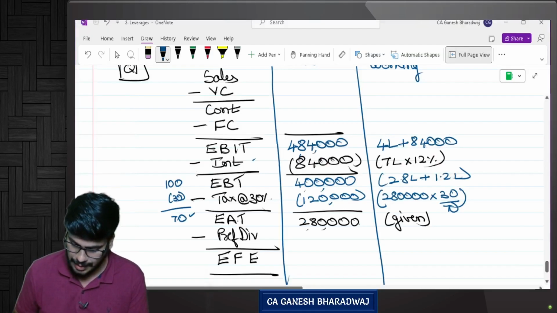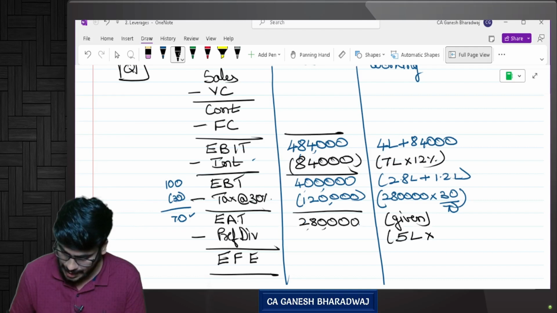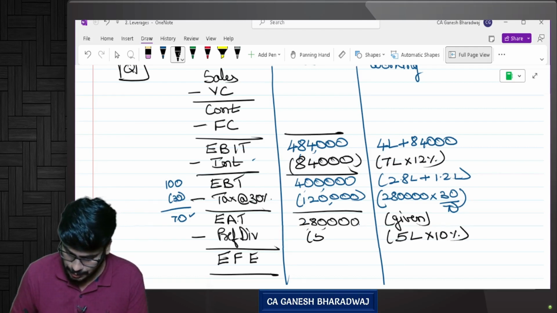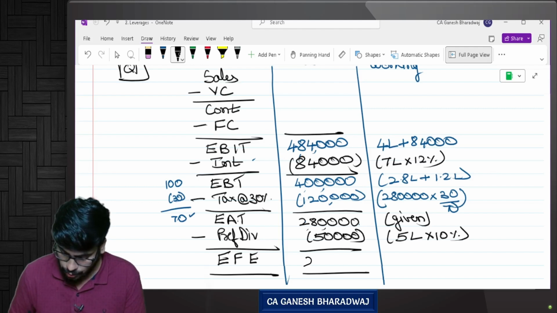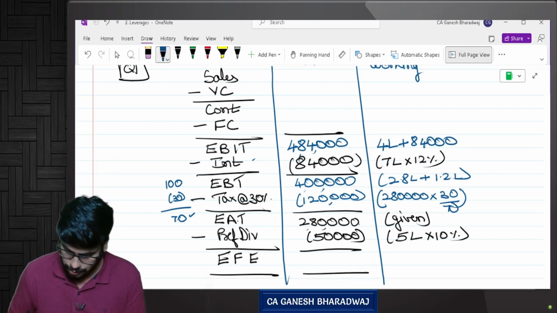And of course, preference dividend also we have got in the question: 10% on 5 lakhs. So 5 lakhs into 10%, how much is that? 50,000 rupees. Correct. So what is the amount of earnings available to equity shareholders? It is going to be 2,30,000. Yes or no? Right? Are you clear with this?